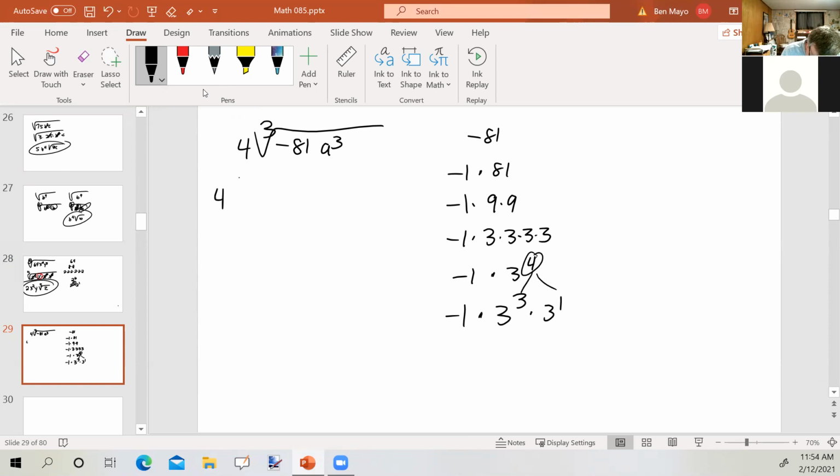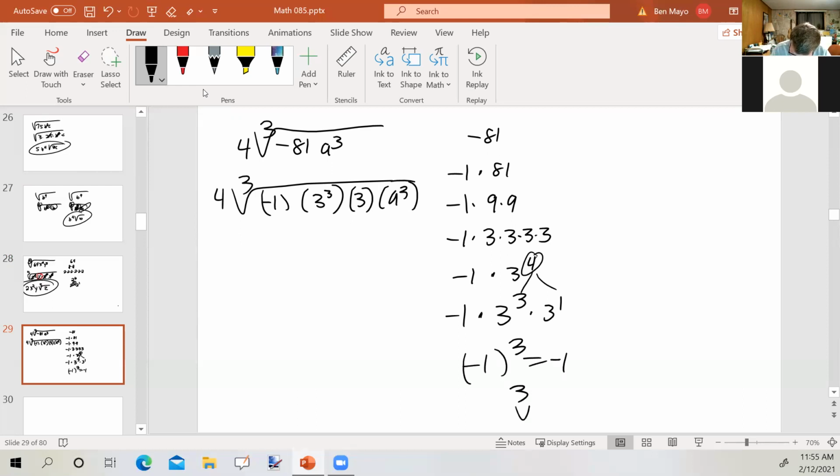So now I've got 4 times the cube root of negative 1 times 3 cubed times 3 times a cubed. What's the cube root of negative 1? You can do this. It wouldn't just be left over. Yes, you can. Negative 1 cubed is negative 1, so the cube root of negative 1 is negative 1, because negative 1 times negative 1 times negative 1 is negative 1. Have I lost you there? No, I understand that now.